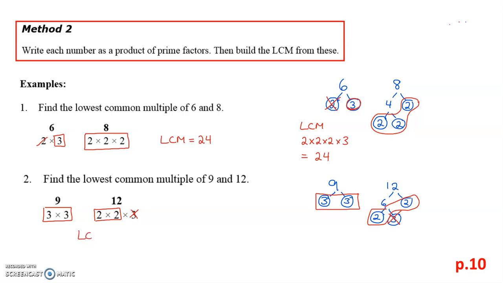So the least common multiple of 9 and 12 is 2 times 2 times 3 times 3. And then we calculate 2 times 2 is 4, times 3 is 12, times 3 is 36. So the least common multiple is 36.